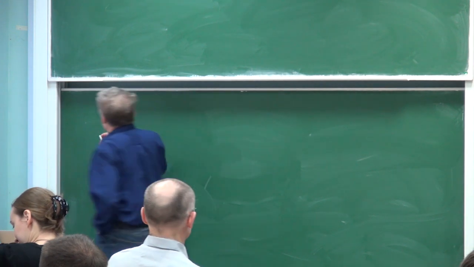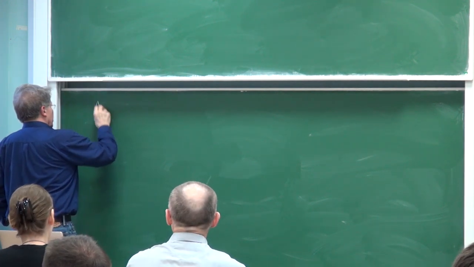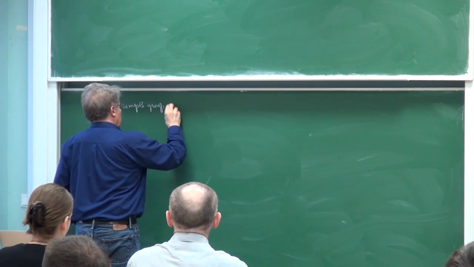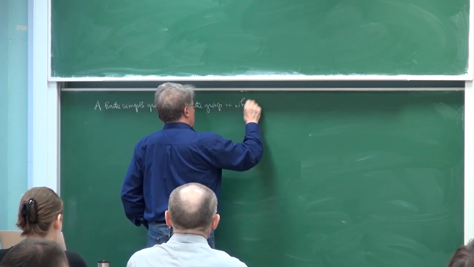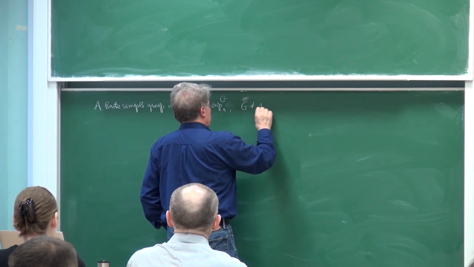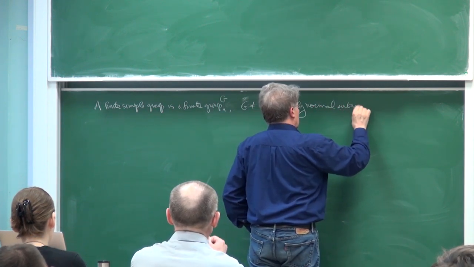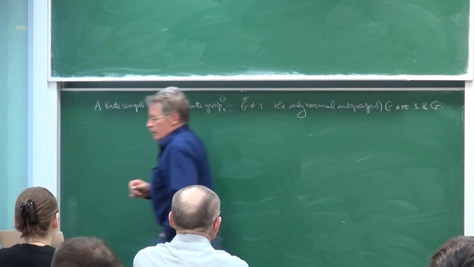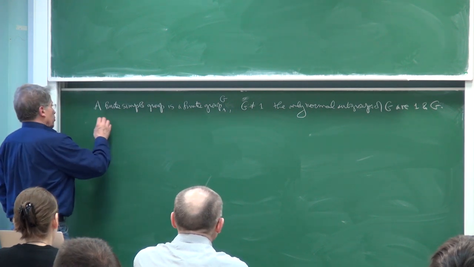The sporadic groups, well, I can give a definition fairly easily. I think you know what a finite simple group is. It is a finite group G, where G is not the identity, and the only normal subgroups of G are 1 and G itself. Okay. So in any algebraic category, one wants to classify the simple objects, and we have achieved a classification.